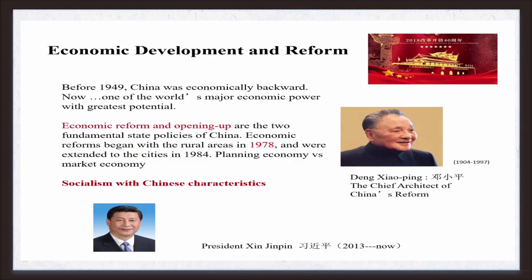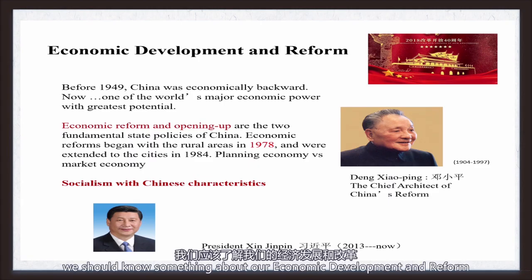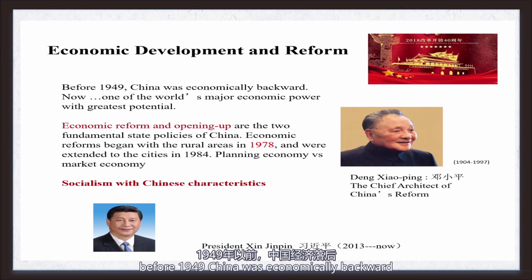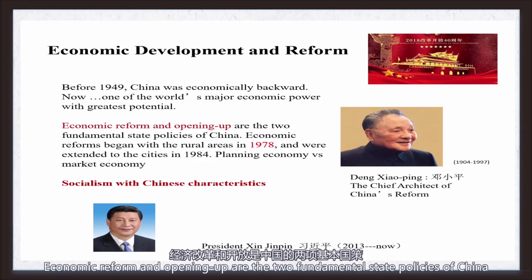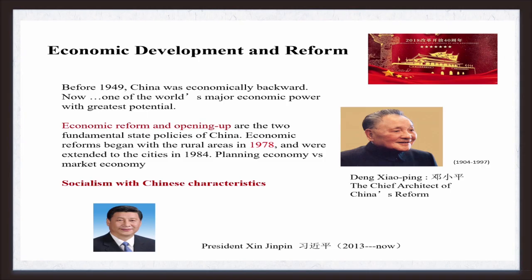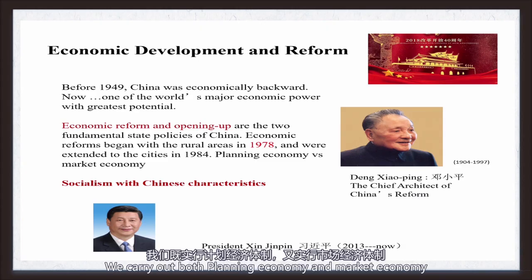For today's China, we should know something about economic development and reform. Before 1949, China was economically backward. Now, she is one of the world's major economic powers with the greatest potential. Economic reform and the opening up are the two fundamental state policies of China. Economic reform began in the rural area in 1978 and was extended to the cities in 1984. We carry out both planned economy and market economy.